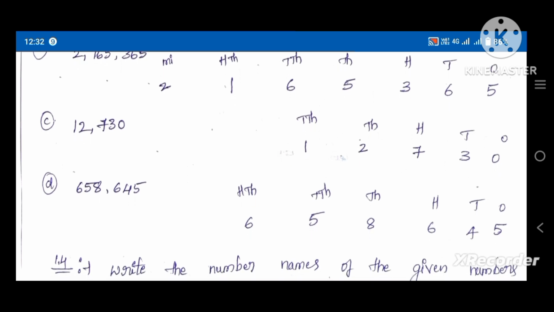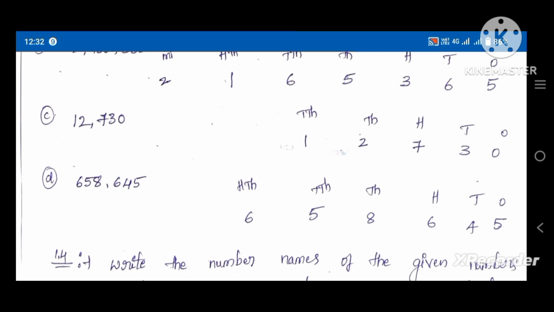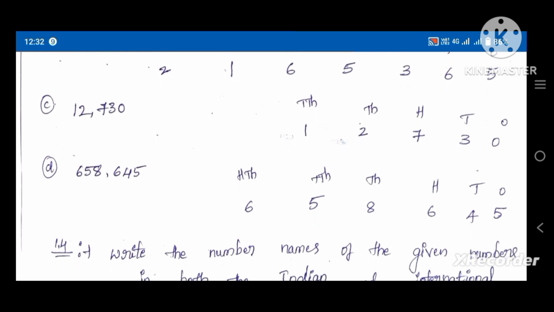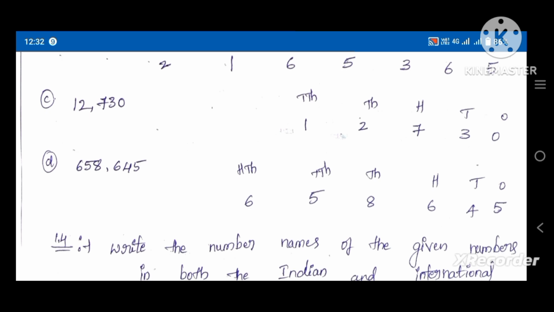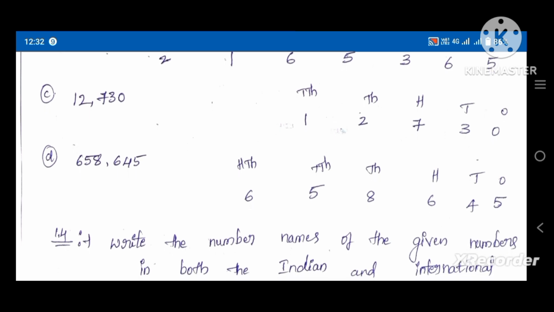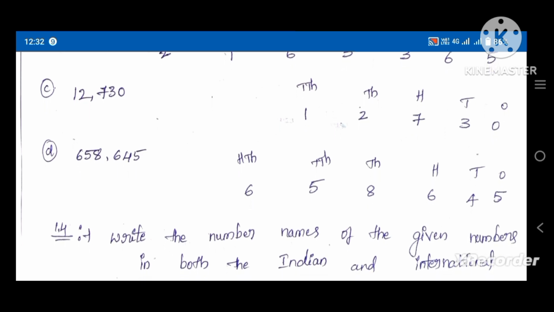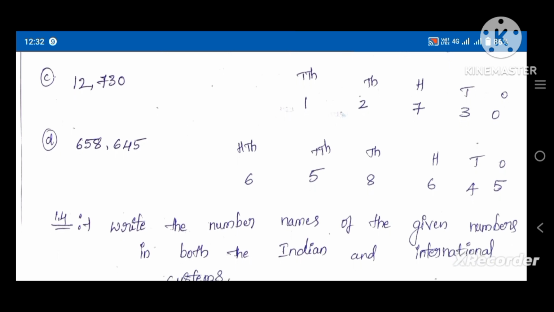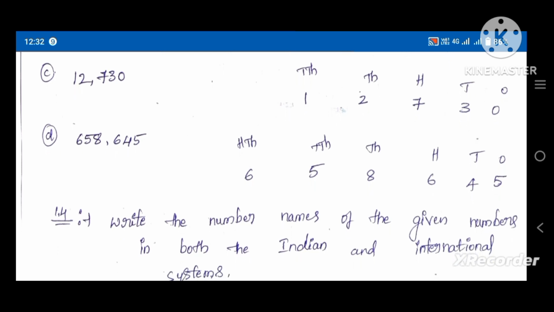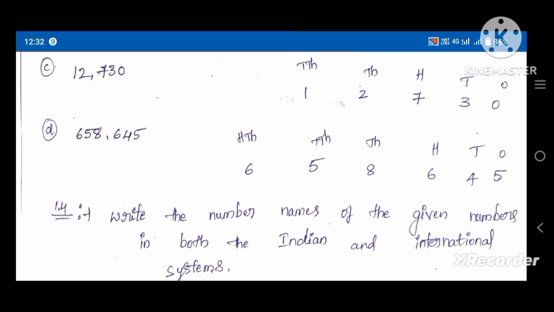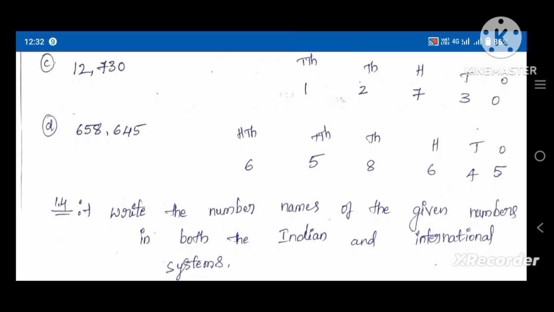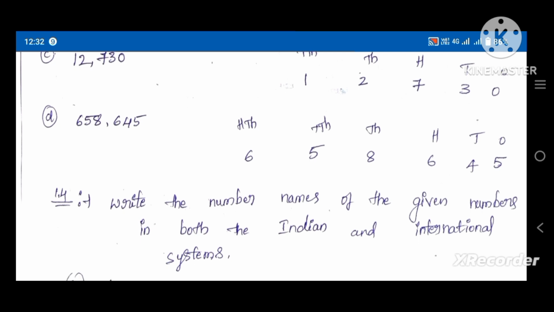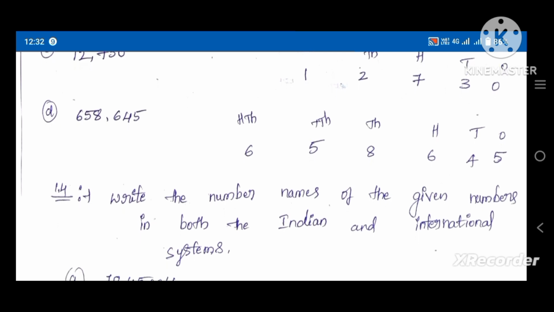C: 12,730. Ones place 0, tens place 3, hundreds place 7, thousand place 2, 10,000 place 1. D: 658,645. Ones place 5, tens place 4, hundreds place 6, thousand place 8, 10,000 place 5, 100,000 place 6.